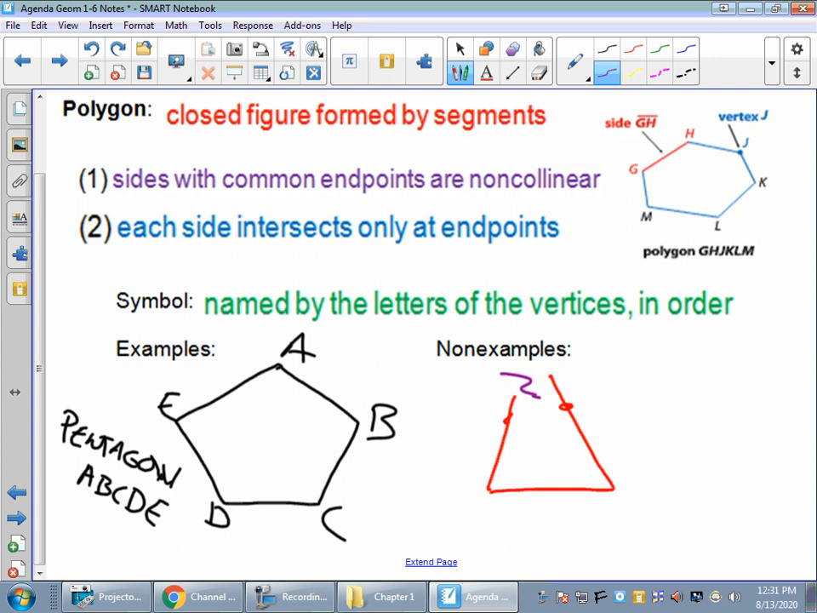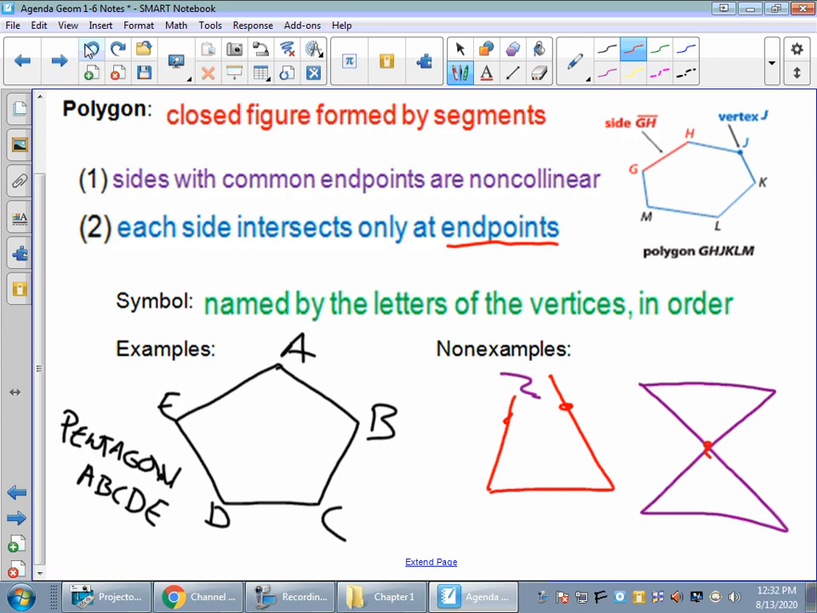And another non-example would be something like this. Why is that not a polygon? Well, because the only place that they can intersect is in the endpoints, and in this case, this intersection point right here is not at the endpoint. So that would be this stipulation here. It does not intersect at the endpoint, so that is not a polygon. It'd be 2 separate polygons. You have one here and this one here, but that whole thing in general is not a polygon.